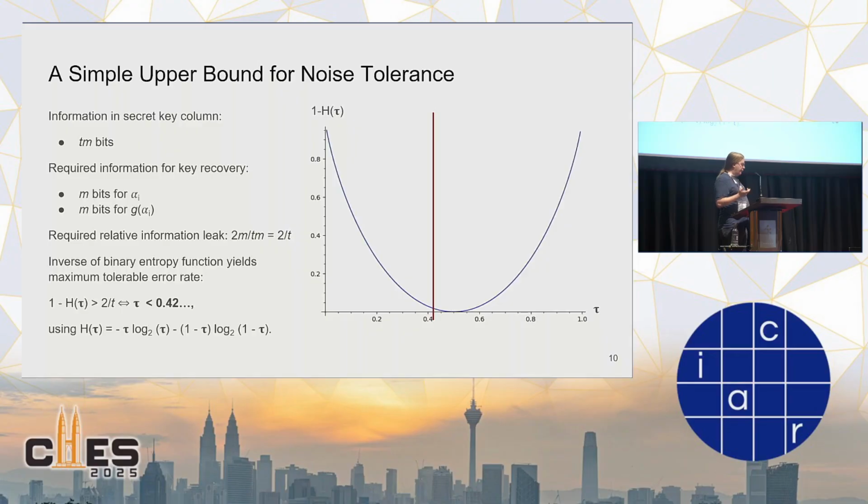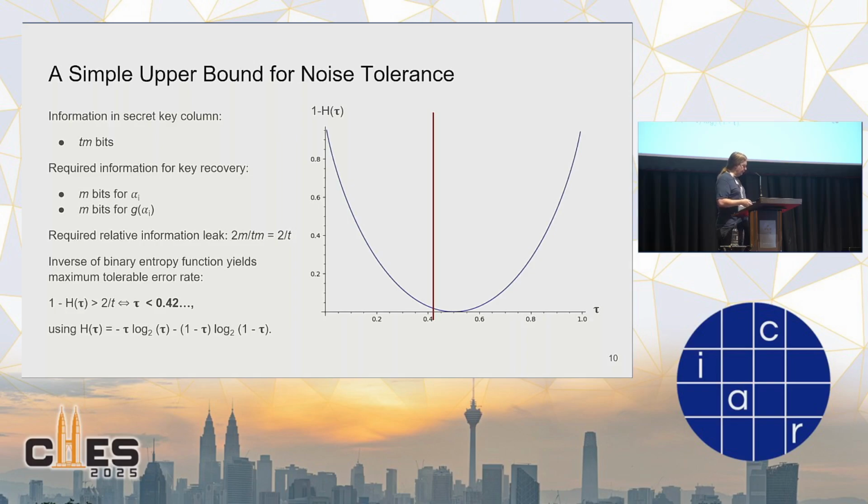And here we take the inverse and then take 1 minus that to get the relative information preserved by an error rate tau. So if we take this equation and set it to 2 divided by t, then we actually get an acceptable error rate of 42%. So 42% of the bits can be completely wrong. Just flipped randomly, and we still can recover the secret key, which is pretty good.